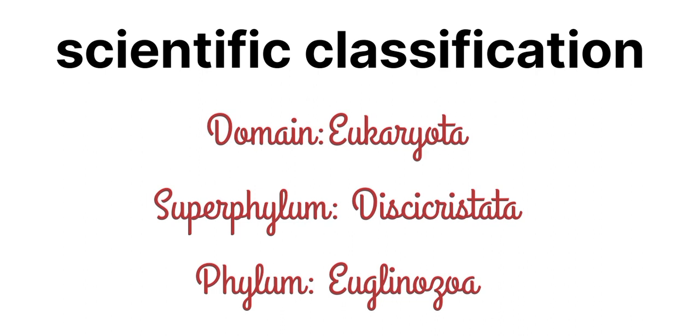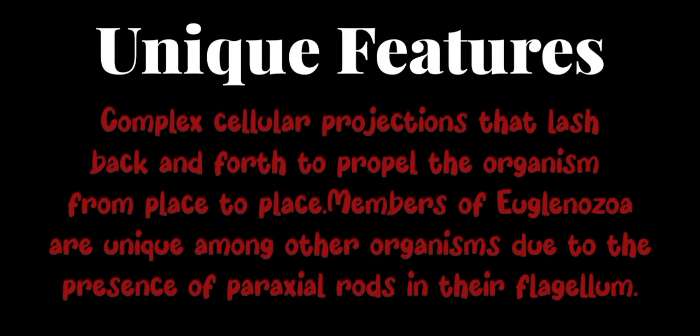Scientific classification: Domain Eukaryota, Superphylum Discicristata, Phylum Euglenozoa. Unique features of Euglenozoa: complex cellular projections that lash back and forth to propel the organism from place to place. Members of Euglenozoa are unique among other organisms due to the presence of paraxial rods in their flagellum.